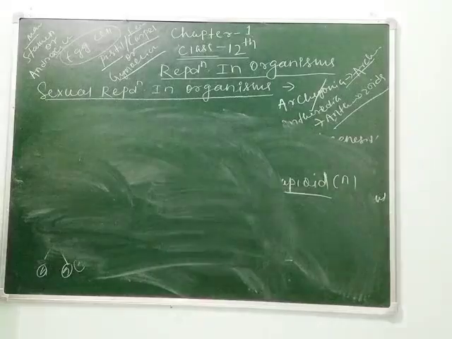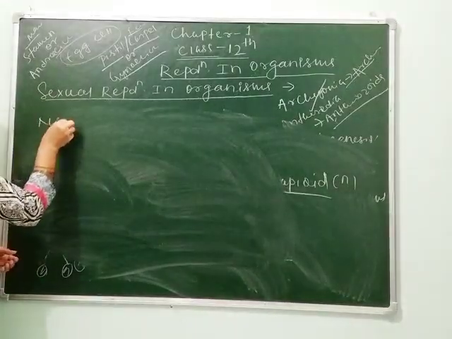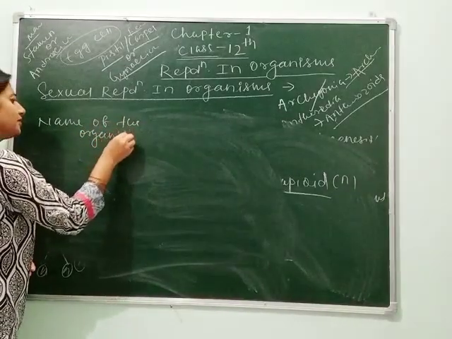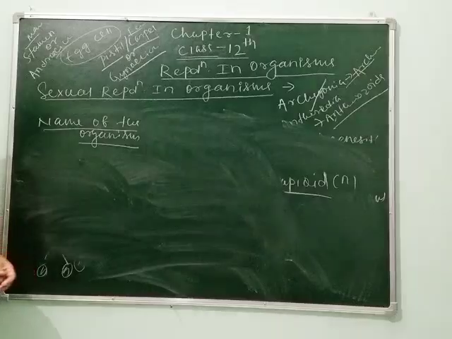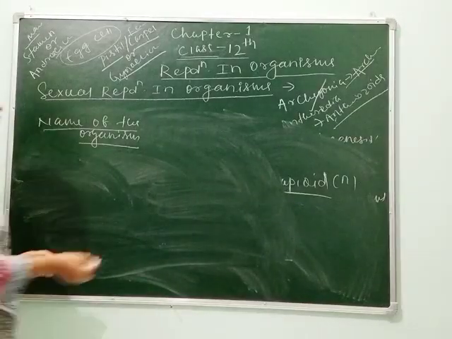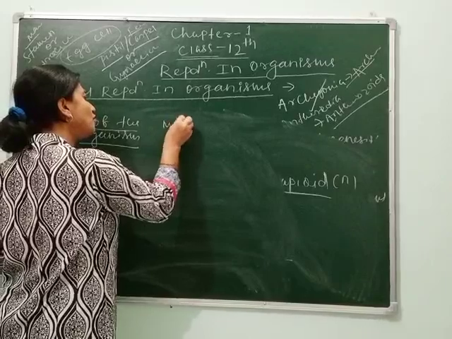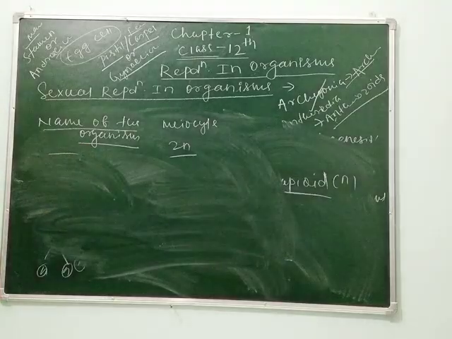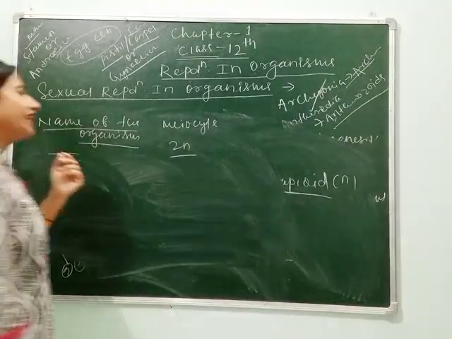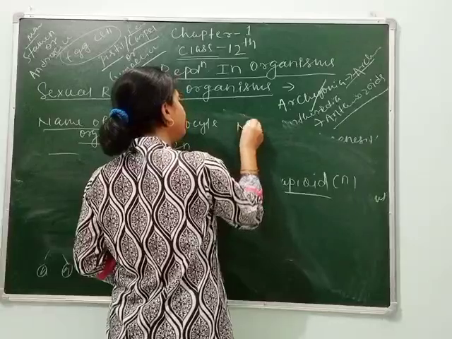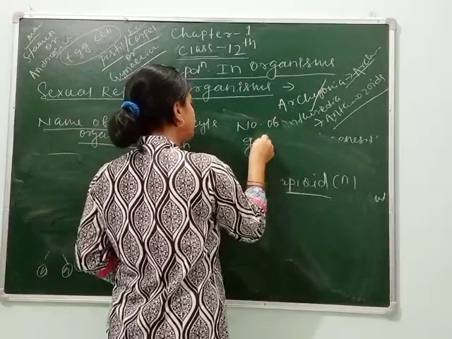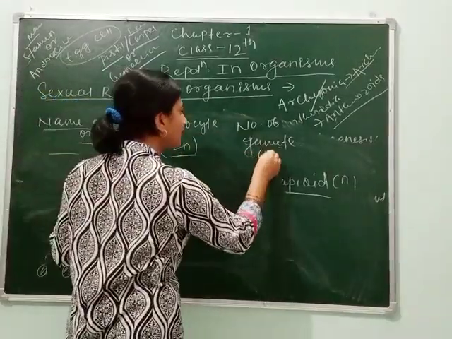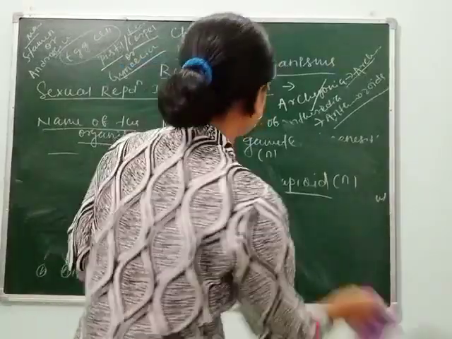So how will we write this? We can write the name of the organism, then the chromosome number in the meiocyte. Meiocyte means 2n. Remember, meiocyte means 2n. Clear, students? And then the number of chromosomes in the gametes. So if the meiocyte is represented as 2n, then the gamete is represented as n.